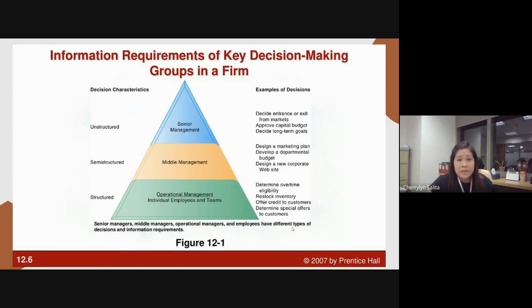On this next slide, it's the diagram that shows the information requirements of key decision-making groups in a firm. So on the left side, it's the decision characteristics o yung mga types of decisions, namely structured, semi-structured, saka unstructured. On the middle part naman, yung pyramid dyan, ito yung mga players o yung mga gumagawa ng mga decision. So it's the senior management for unstructured, middle management for semi-structured, and operational management including the individual employees and teams dun sa structured. So nagbigay lang ng samples doon sa right side. So let's study the types of decisions.